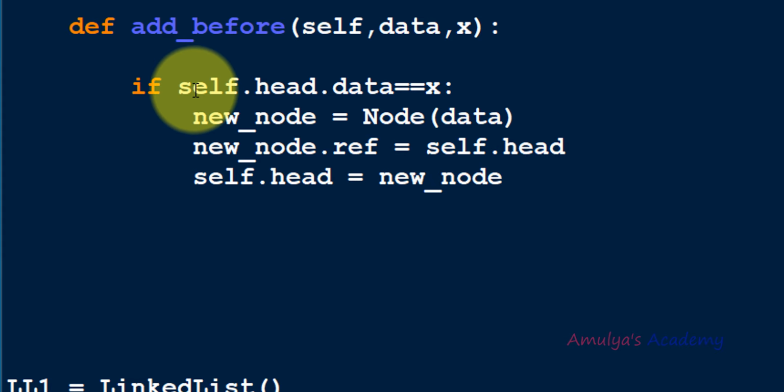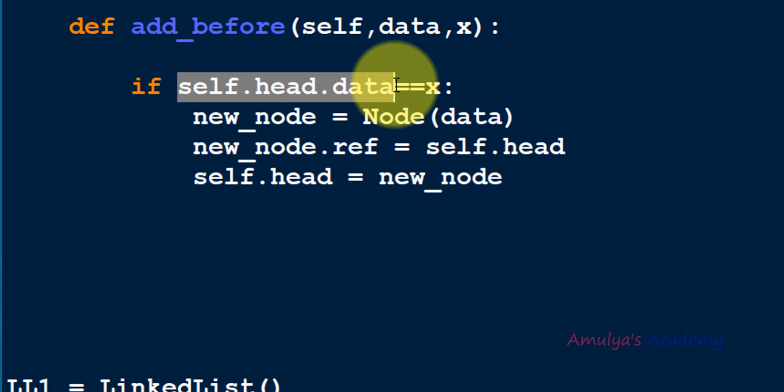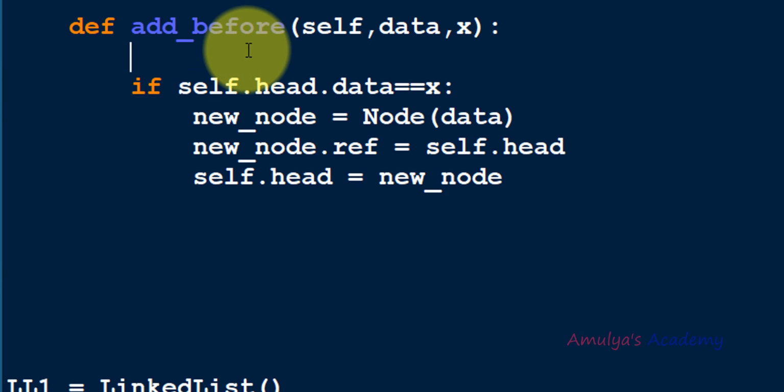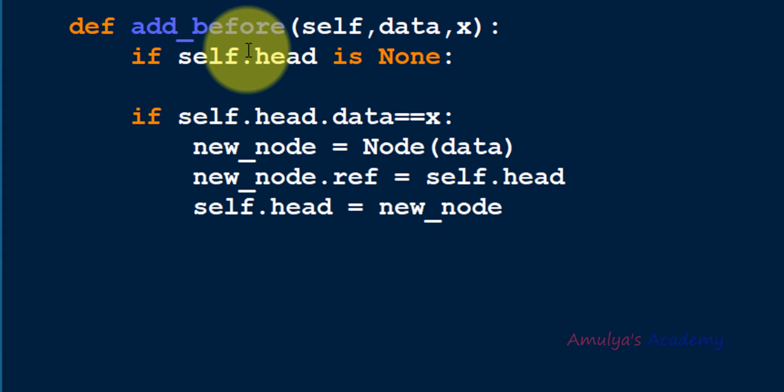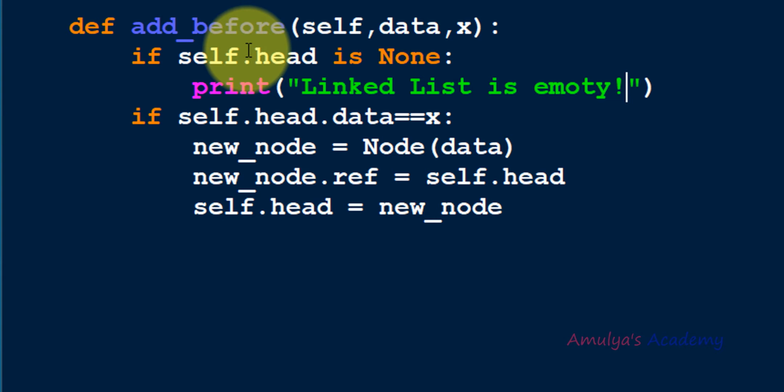When we access self.head.data, if the linked list is empty, we'll get an error. So to solve that problem, first before this you need to check whether self.head is none, that is, whether the linked list is empty or not. If the linked list is empty, just print a message like linked list is empty and stop the execution of this method. If the linked list is empty, I can't add an element before a given node, right? That is not possible.